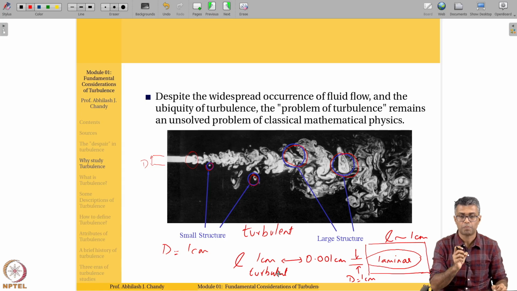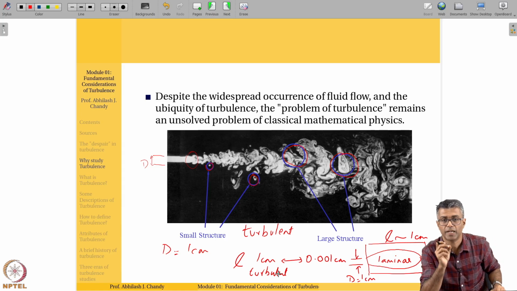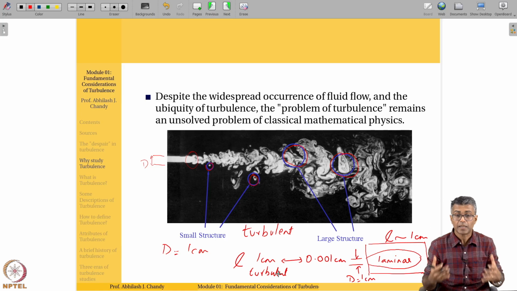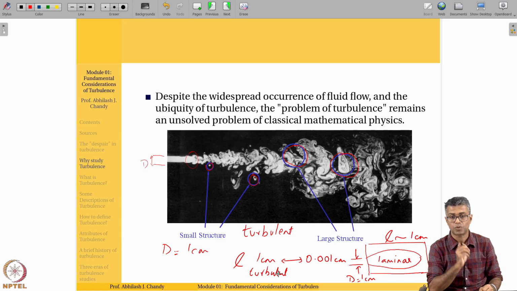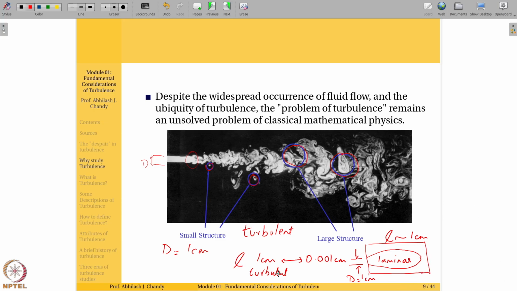And this is the most important point, the wide range of length scales. There are other attributes that make a turbulent flow a turbulent flow, but this is one of the main attributes, the wide range of length scales. For a first class, this is what I wanted to illustrate.